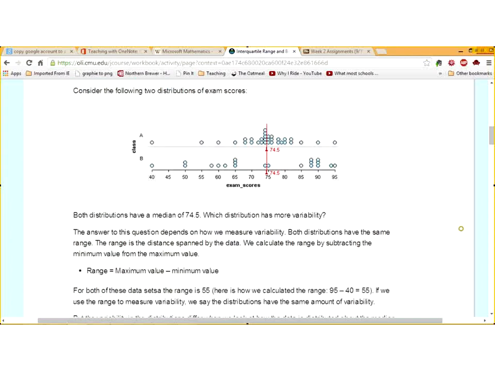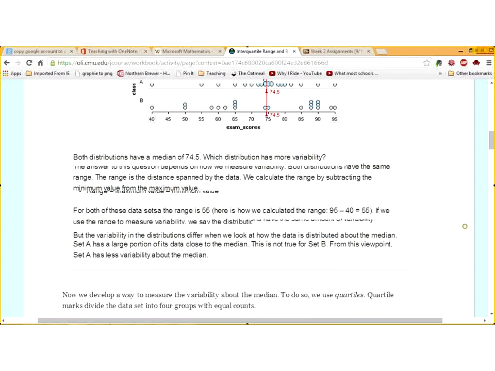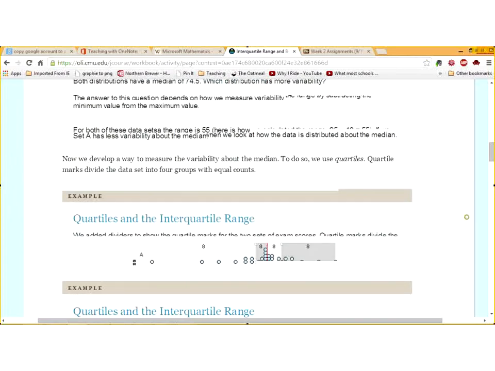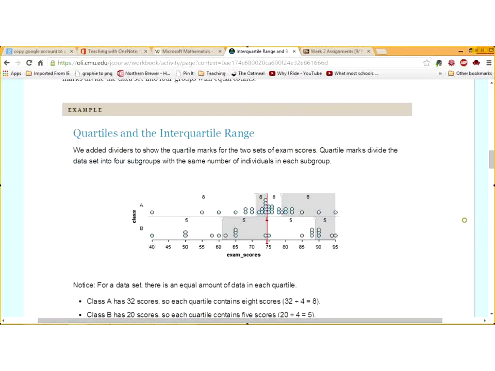Okay. Well, the first number they talk about is the range, which is just the largest value minus the smallest value. And in both of these cases, the range is 55, 95 minus 40. So that doesn't really help us that much because it only uses the biggest and the smallest value. It doesn't take into account the overall thing. So now we're going to talk about something called the interquartile range.